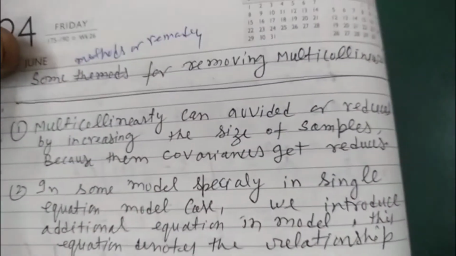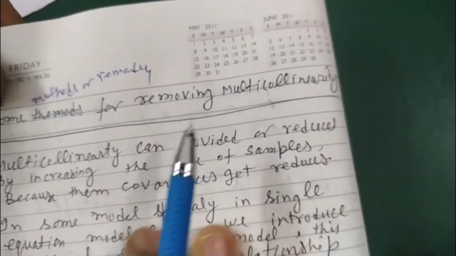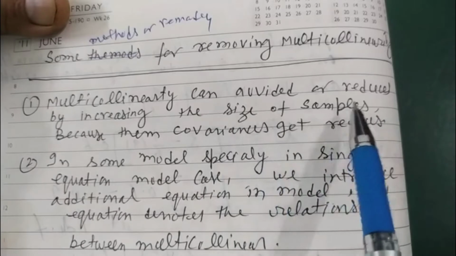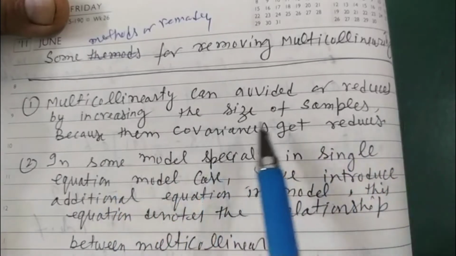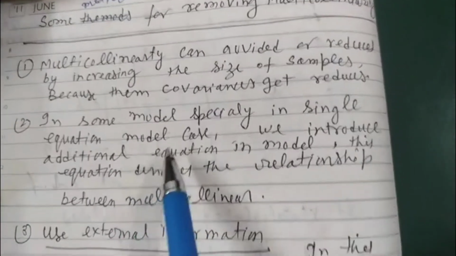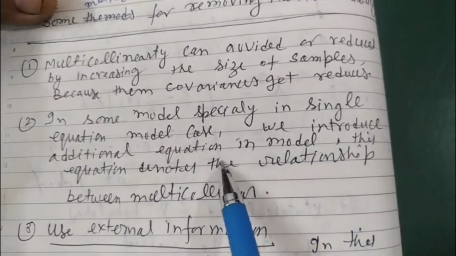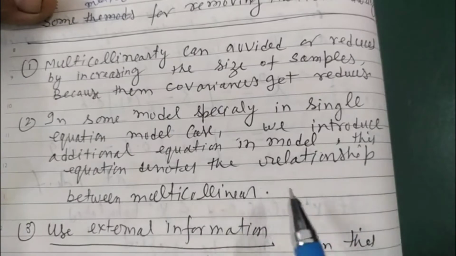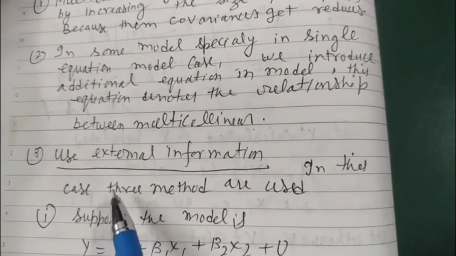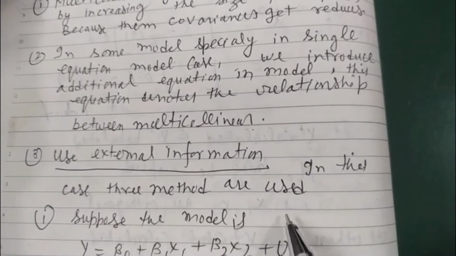After testing, some methods of remedy for removing multicollinearity. Multicollinearity can be avoided or reduced by increasing the size of the sample, because then the covariance gets reduced. In some models, especially in the single equation model case, we introduce an additional equation in the model. This equation denotes the relationship between the multicollinear variables. Third, use external information. In this case, three methods are used.